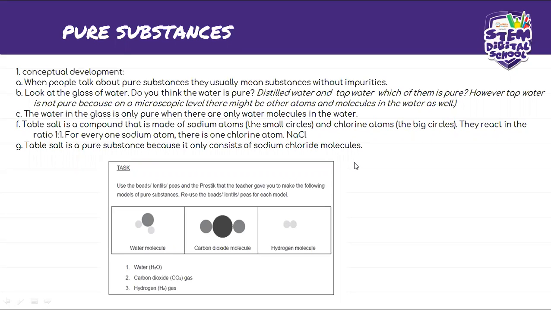Okay, Cortez, that was good of you. I can see tap water. Cortez, what water? Sea water? No. Okay, send your answers. So far, I've not seen the answer here. Distilled water and tap water, which of them is pure? I've not seen it yet.